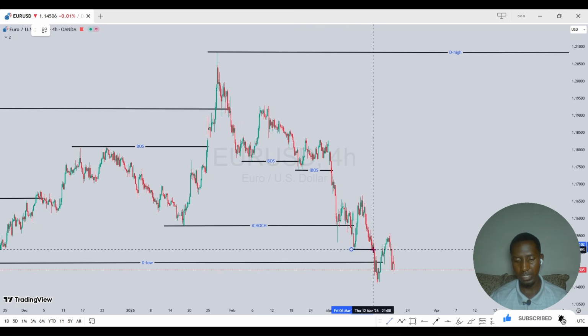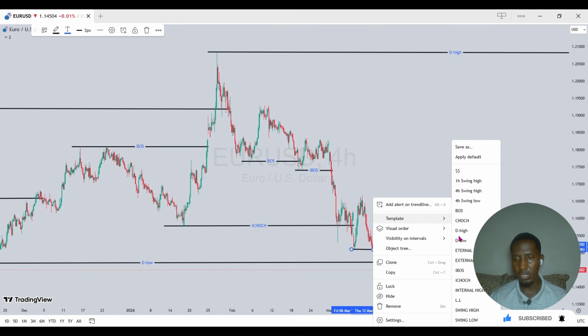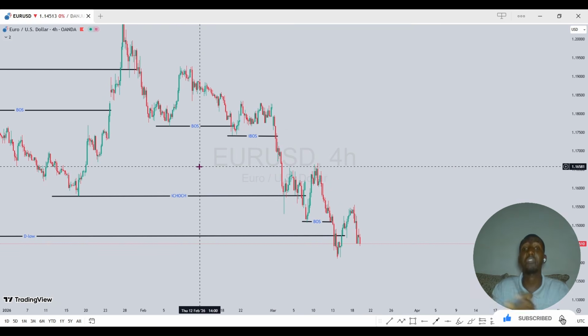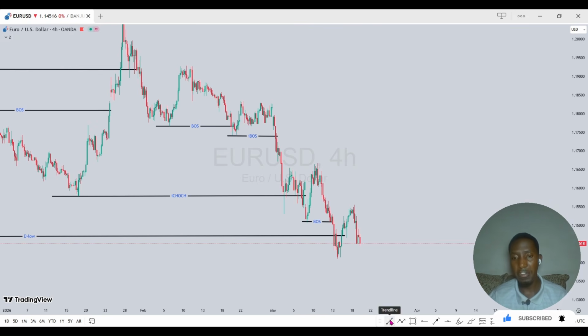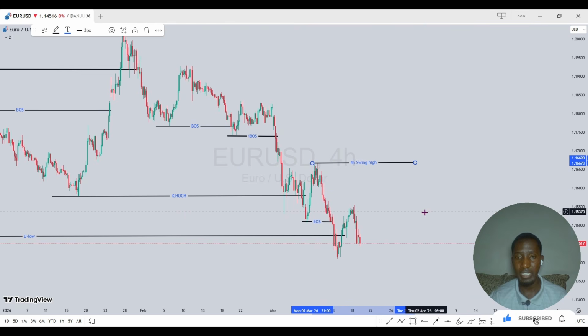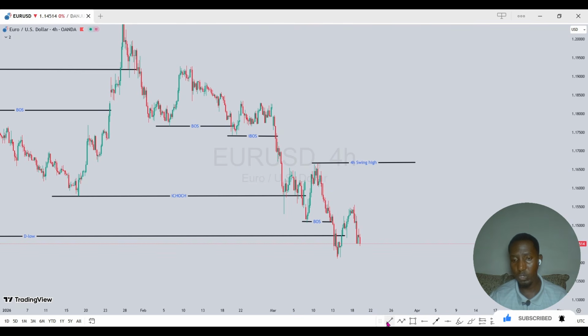All right, so what you need to do right now is focus on the current. We can't focus on the past or future; we focus on the current. When you focus on the past, of course, automatically you lose. You need to focus on what is happening right now. So together let's mark our 4 hours equal high, or 4 hours swing high, and below here will be our 4 hours swing low.